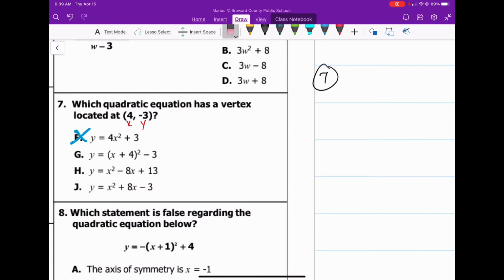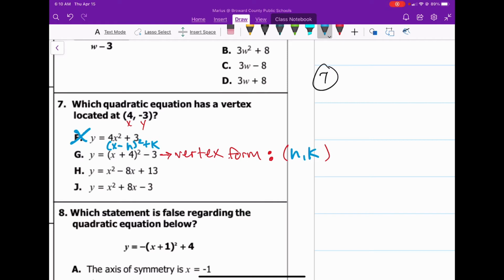Now with G, this is already in vertex form. So we can extract the vertex from this equation. So therefore, if it's in vertex form, remember, in vertex form, this is h and k, and they represent the vertex. However, it should originally be x minus h, and then squaring it plus k.